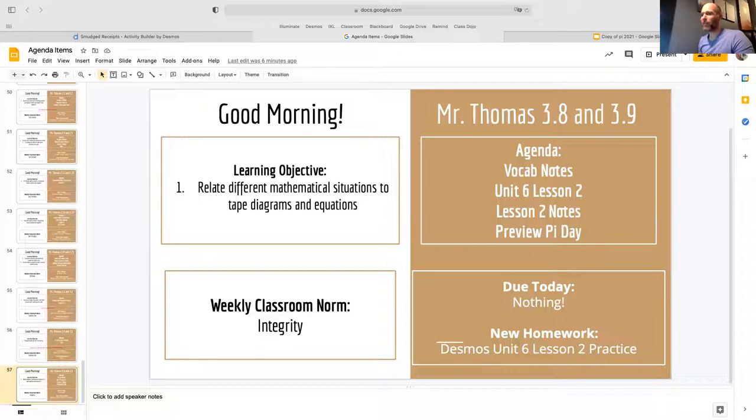Before coming to this class, you should have turned in nothing because I didn't assign any homework over the weekend. And your new homework that will hit Google Classroom as soon as the school day is over is Desmos Unit 6 Lesson 2 Practice. All right, so we're going to start by taking some notes in your workbook.